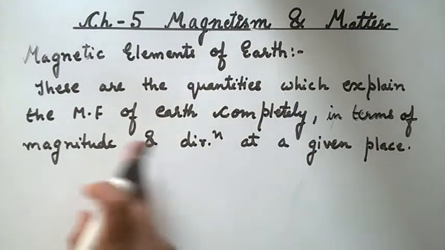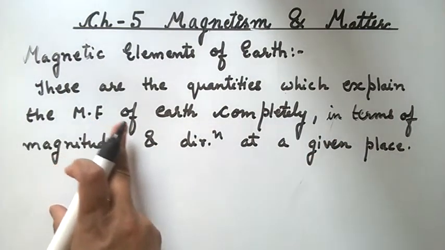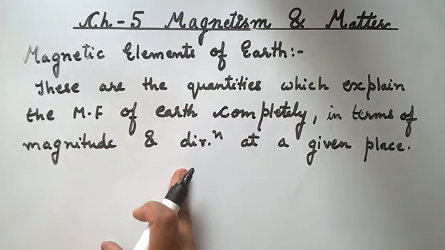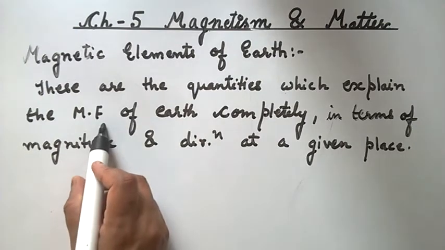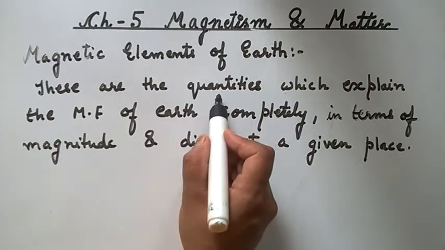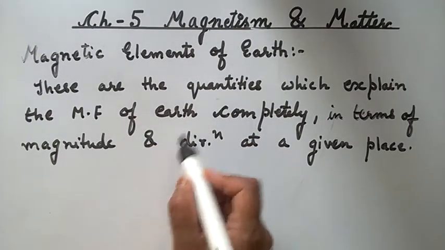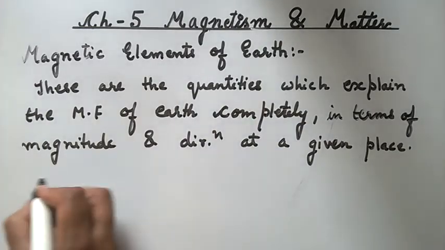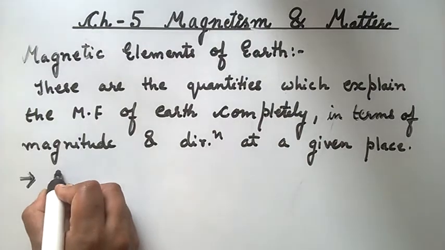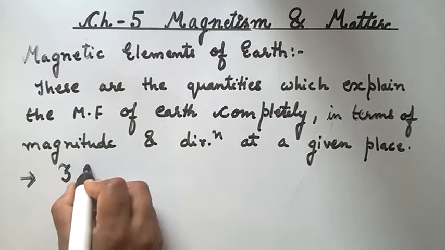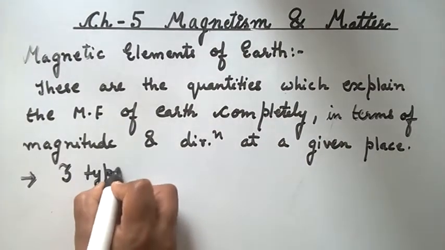As we know that the value of magnetic field changes with position and with the change in time. Thus, as the value of magnetic field changes, the quantity which describes it completely will also change. Thus, we study here three types of magnetic elements.